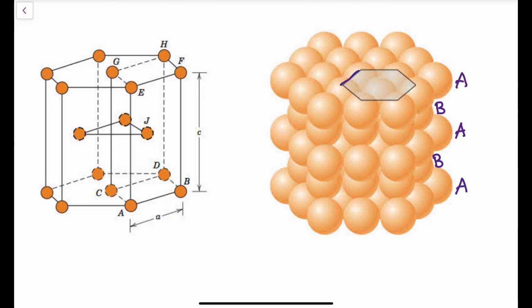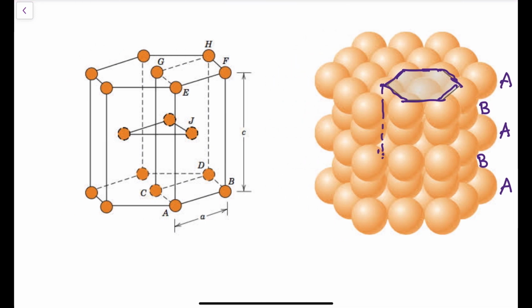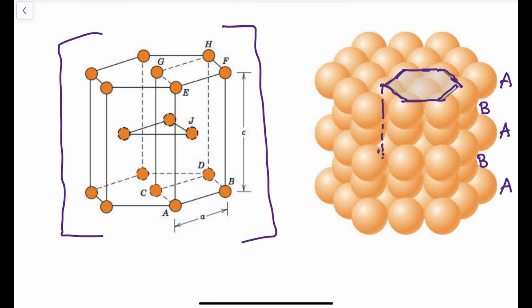So I have selected the hexagon here, and you can see that this is the top layer. So this can be extended up to here, from this A layer to this A layer. Okay, so this is what is shown here. On top you can see there is a middle atom here, and here you have an atom.